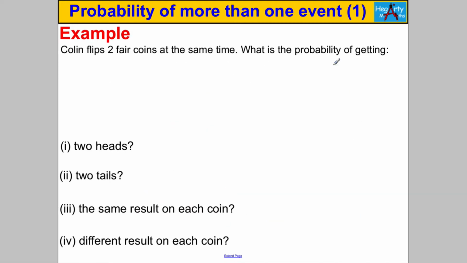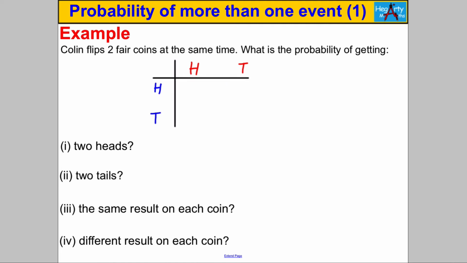Right, next one. Pause the video and have a go at this one. So Colin flips 2 fair coins at the same time. What's the probability of getting all of the following? Now the easiest way to do this is to do the sample space diagram. So for coin 1 we can get a head or a tail, let's say, and for coin 2 we can obviously get a head or a tail. We're told they're 2 fair coins. So let's populate this sample space diagram here.